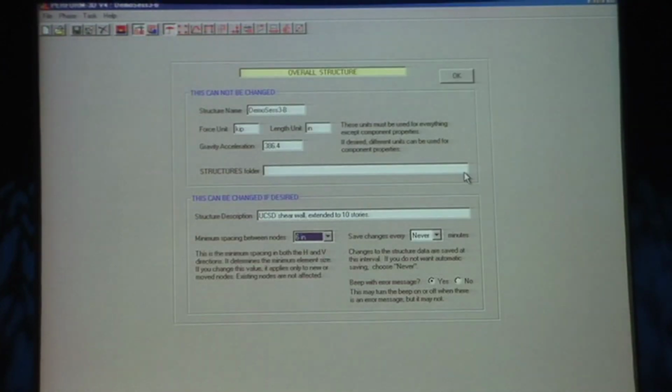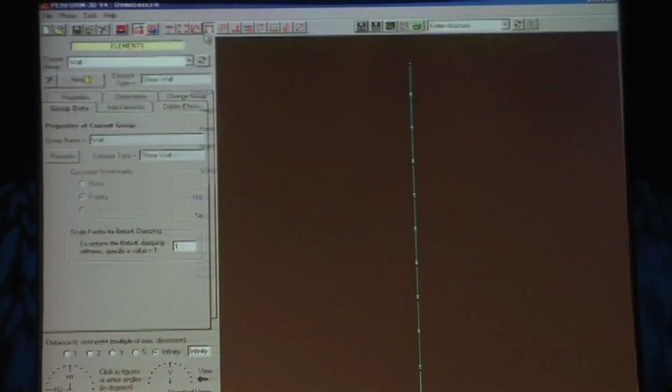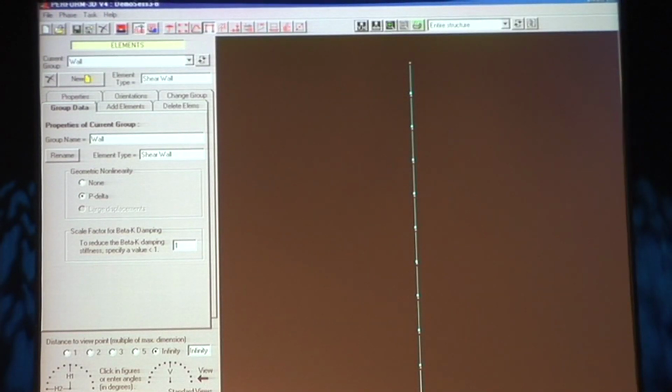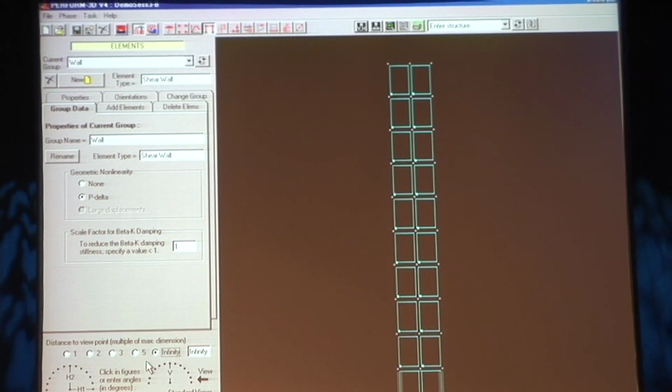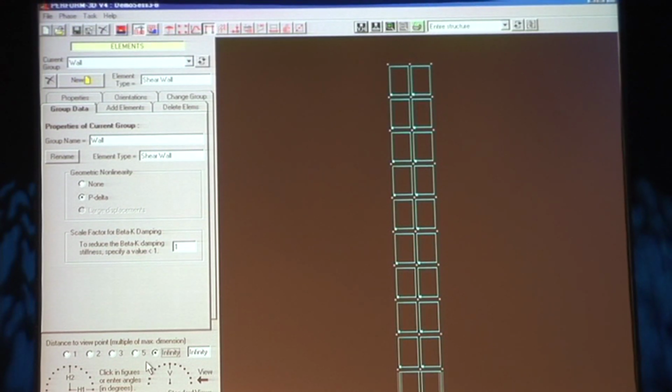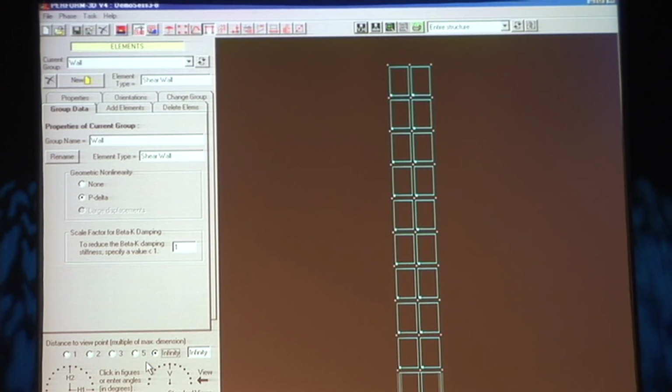This is a 10-story wall. It doesn't need to have 2 elements across the width, but I got the model from somebody else, and they chose to put 2 elements across the width. It's a model of a 7-story wall that they tested at UC San Diego, and I just stretched it out to 10 stories just to illustrate a point.